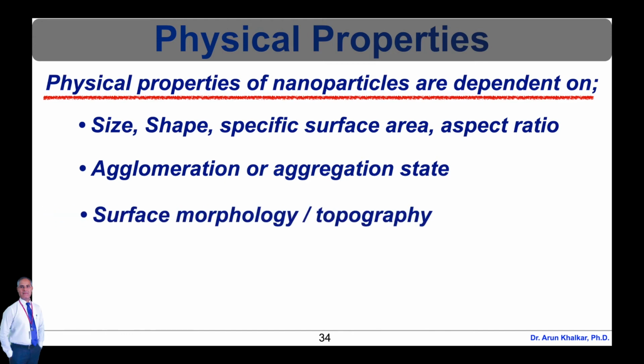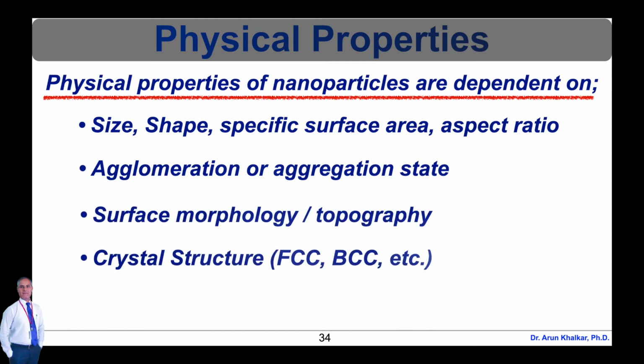or aggregation state, surface morphology or topography, crystal structure such as FCC, BCC, etc., surface ligands or capping agents, the medium in which they are dispersed, solubility or melting point. So let's discuss all in detail with examples.